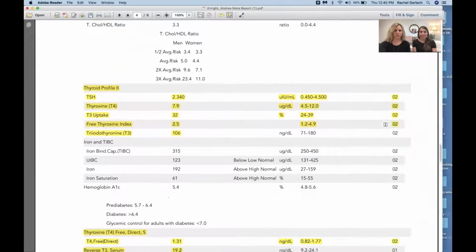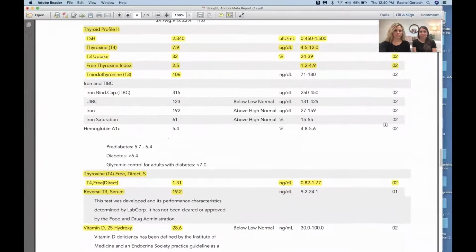Let's start right here, because this is where we typically see labs come in, is TSH. So let's talk about TSH, thyroid stimulating hormone. So thyroid stimulating hormone is the hormone that is sent from the pituitary in the brain down to the thyroid, and as the name implies, it's to get the thyroid to do its job, which is to produce its two hormones, T4 and T3.